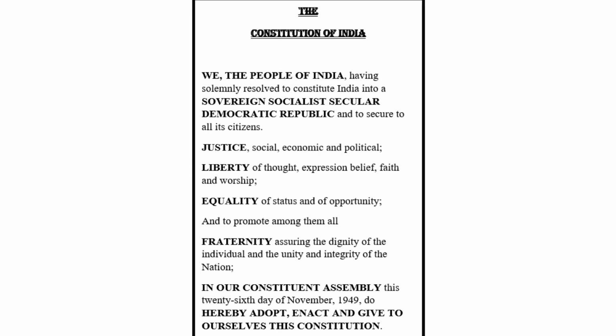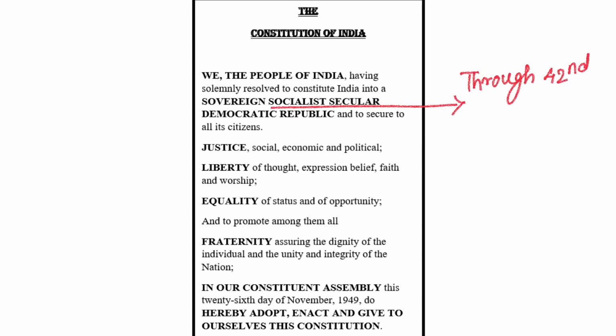We, the people of India, having solemnly resolved to constitute India into a sovereign, socialist, secular, democratic republic and to secure to all its citizens justice, liberty, equality, fraternity, in our Constituent Assembly this 26th day of November 1949, do hereby adopt, enact and give to ourselves this constitution.